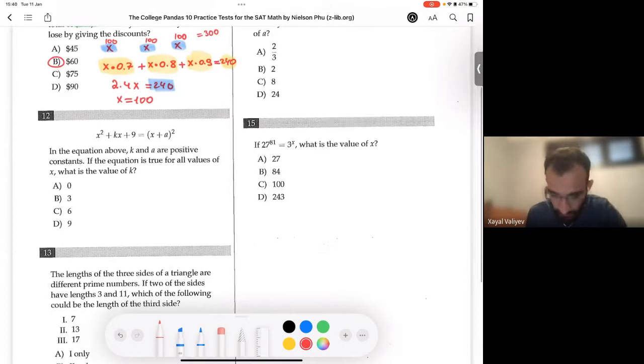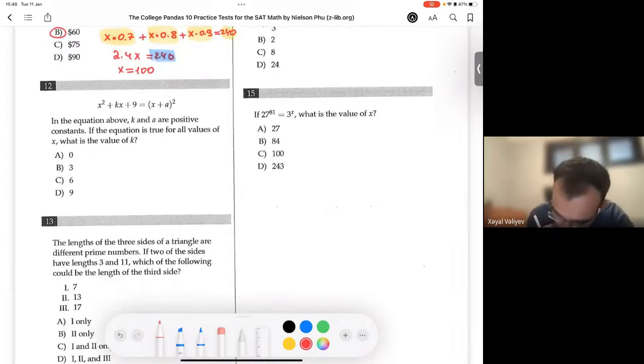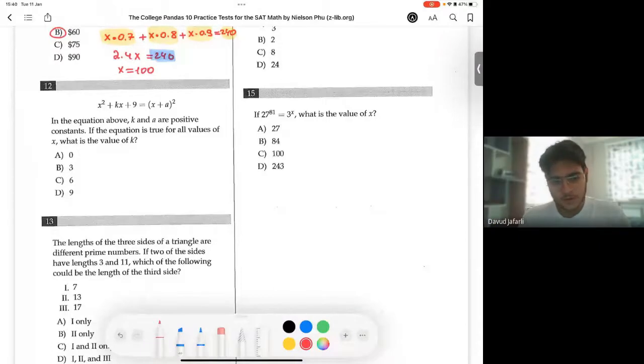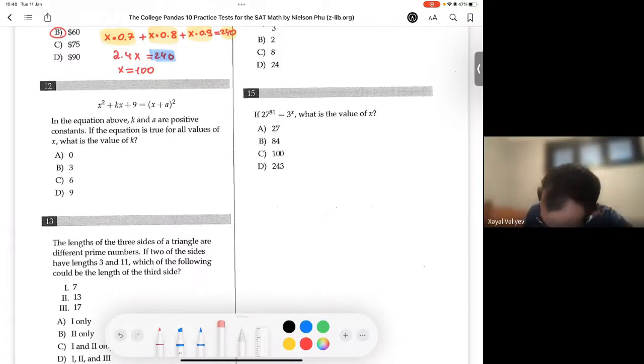Question 12. It says x squared plus kx plus 9 equals (x plus a) squared. In the equation above, k and a are positive constants. If the equation is true for all values of x, what is the value of k? Should we open it like x squared plus 2xa plus a squared? You're right. That's the only thing we're going to do.